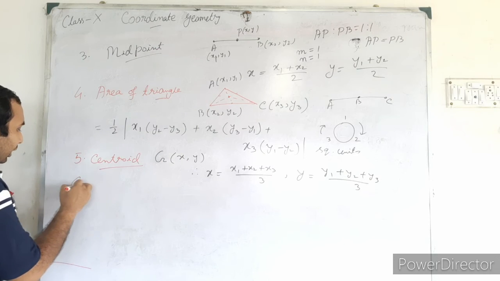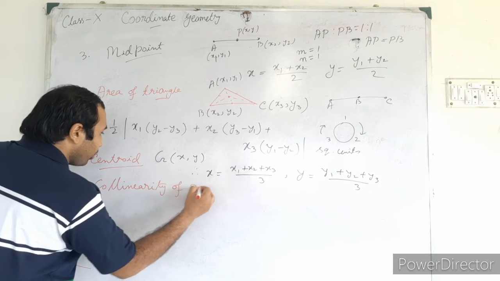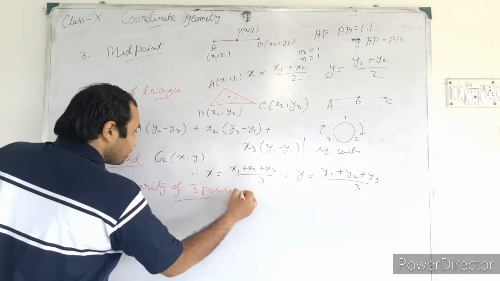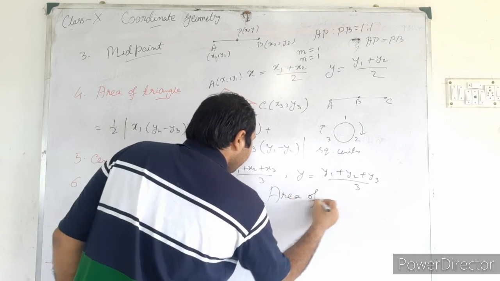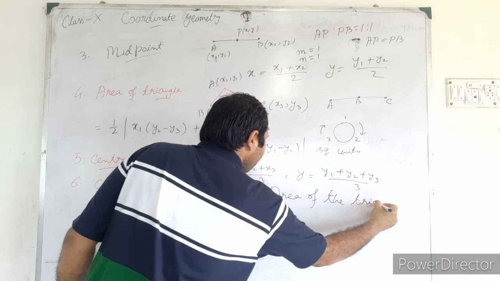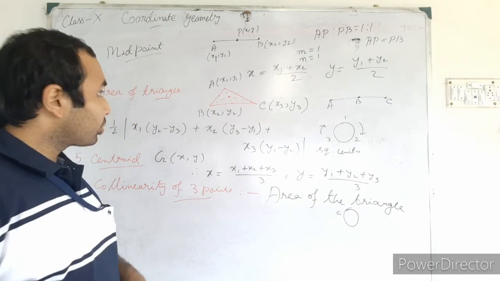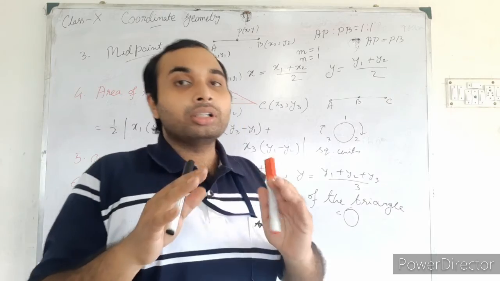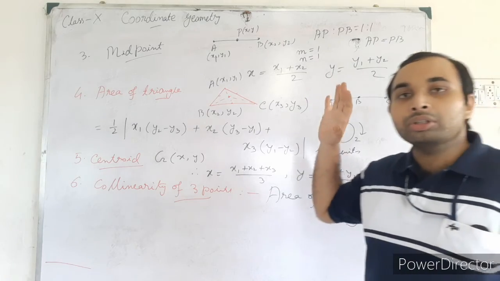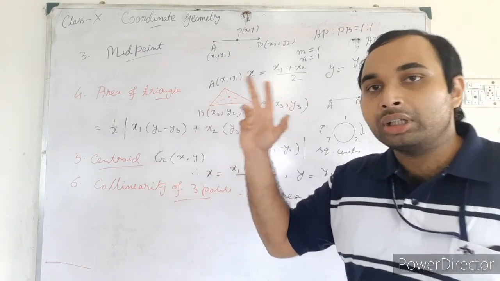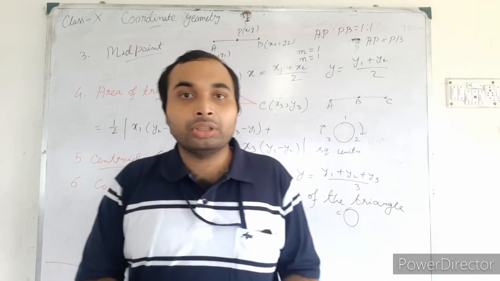So I am just writing here, collinearity of 3 points: the area of the triangle will be 0 square units. So those are the important formulae for coordinate geometry. Just pause the video and jot them down. Those formulae will be used for solving the problems which will be in your syllabus, in your exercise.